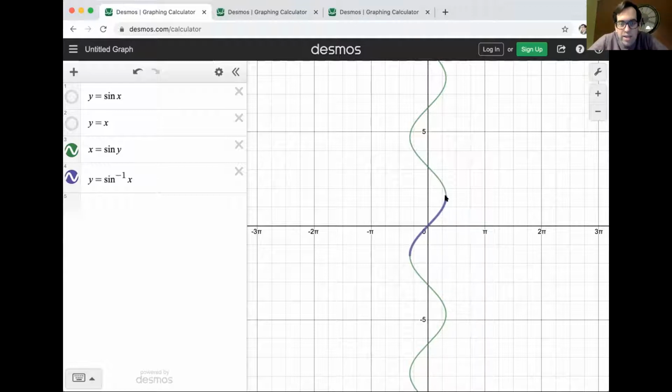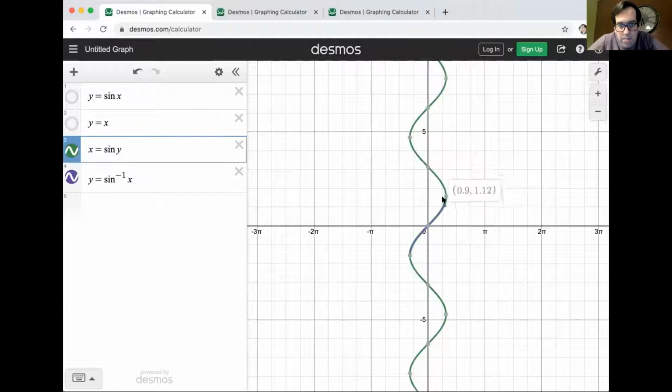And that is because if you take a look, this passes the vertical line test, right? This purple curve right here only has one y value for every x value. It also still extends as far as it can before repeating itself. So it's going to go from -1 to 1.